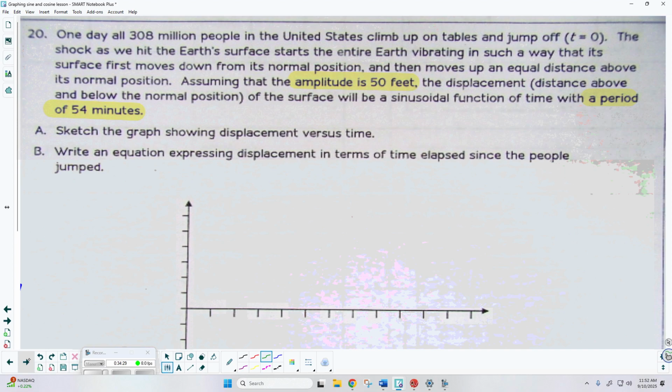Number 20. One day, all 308 million people in the U.S. climb up on tables and jump off. The shock as we hit the Earth's surface starts the entire Earth vibrating in such a way that its surface first moves down from its normal position, then moves up an equal distance above its normal. Assuming the amplitude is 50, the displacement above and below the normal position of the surface will be a sinusoidal function of time with a period of 54 minutes. So we want to go ahead and sketch this. Now we're starting when the time is 0.